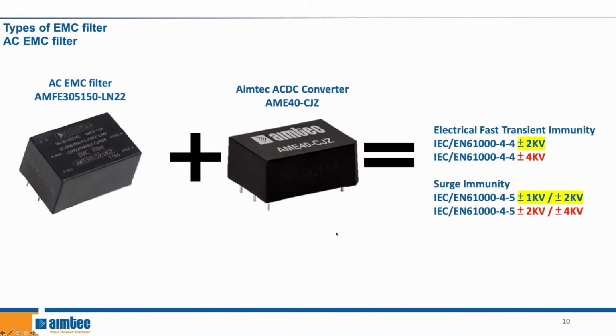Now this is a typical example of how Aimtec EMC filters can actually be used. We have our filter on the left-hand side, and then we have the AC-DC converter on the right-hand side. What you see on the right-hand side in yellow are the standards that come standard with the AC-DC converter, and then once you add the EMC filter, you see the result in red. When it comes to electrical fast transient immunity, with no filter, we can hit plus or minus 2 kilovolts. When you add the filter, you can go all the way up to plus or minus 4 kilovolts. So you double this electrical fast transient immunity by adding an EMC filter to your design.